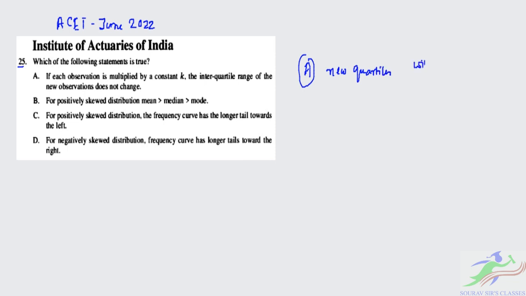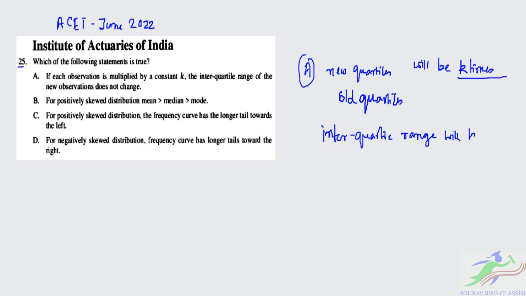it will be k times the old quartiles, right? So the interquartile range of the new observations will then be k times the old interquartile range. So the option A is incorrect.